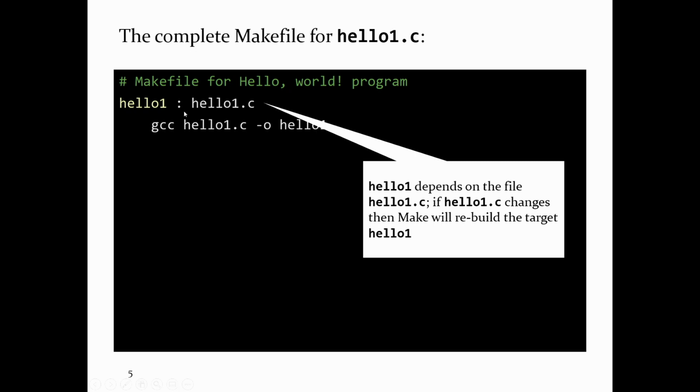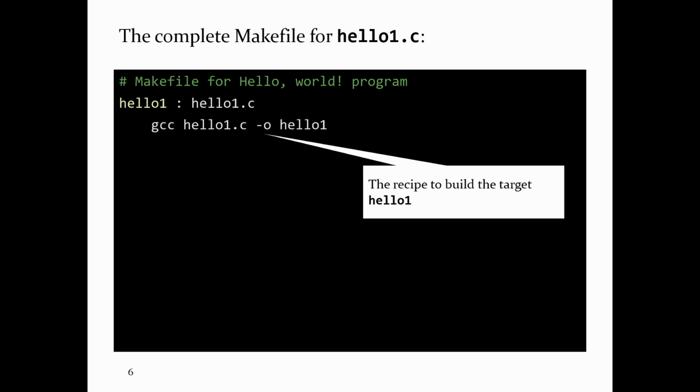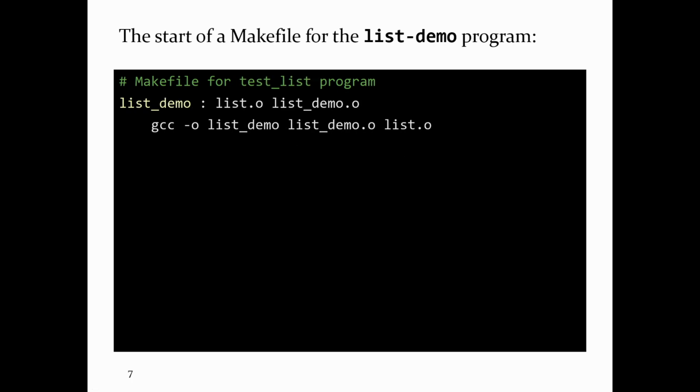So if that's newer than that, then it will try to build the target. Okay. So for our list demo program, our makefile might look like this. It doesn't have to look like this. You could write it many different ways, but it might look like this.